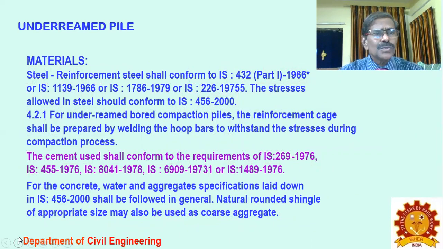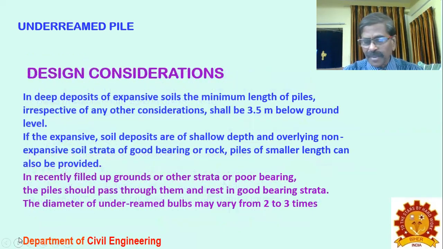So the IS code gives what steel reinforcement you should use, what stresses are allowed in steel, and when you use under-reamed piles, what the types of pile are, what machines you should use, what cement you should use, what concrete you should use. IS 456, IS 455, all those codes are taken into account in the code of practice for under-reamed piles, and all those things are covered automatically.